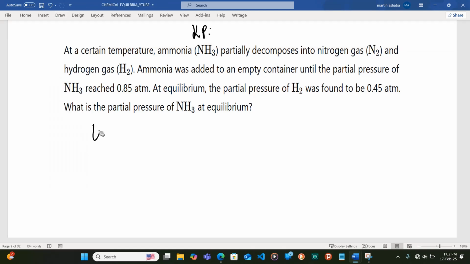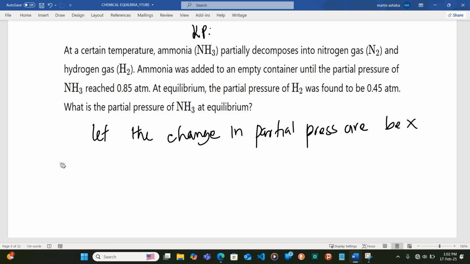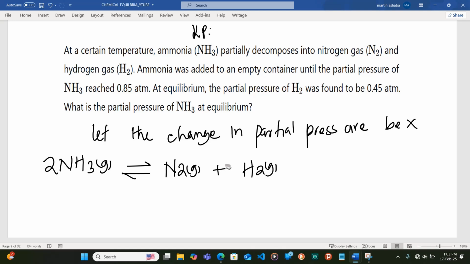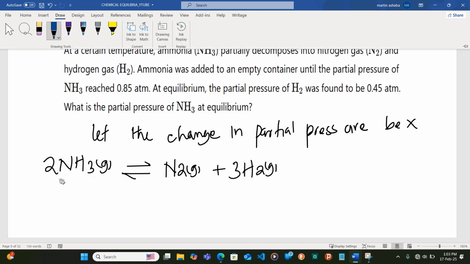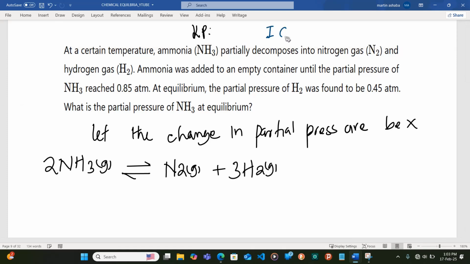So let the change in partial pressure be x. The equation is written as this. We have ammonia gas, which is decomposing to give nitrogen gas and hydrogen gas. So we are putting a 2 here and a 3 here to balance this equation. We are again going to be using the ICE acronym.